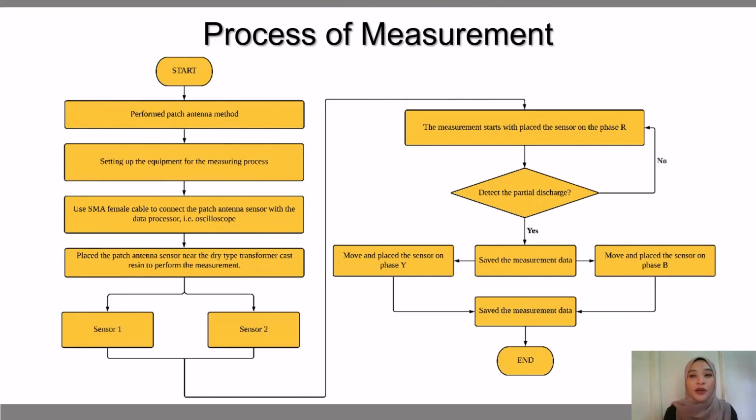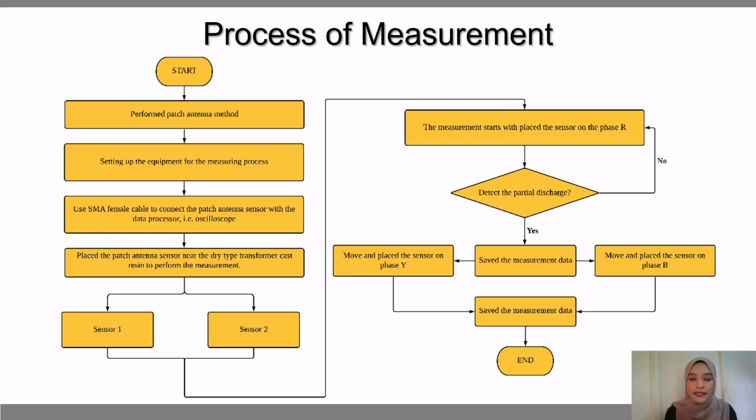Okay, next is the process of measurement. So the first is we start to perform the patch antenna method. After that, we set up the equipment for the measuring process. We use an SMA female cable to connect the patch antenna sensor with a data processor, which is an oscilloscope. Then we place the patch antenna sensor near the dry-type cast resin to perform the measurement.